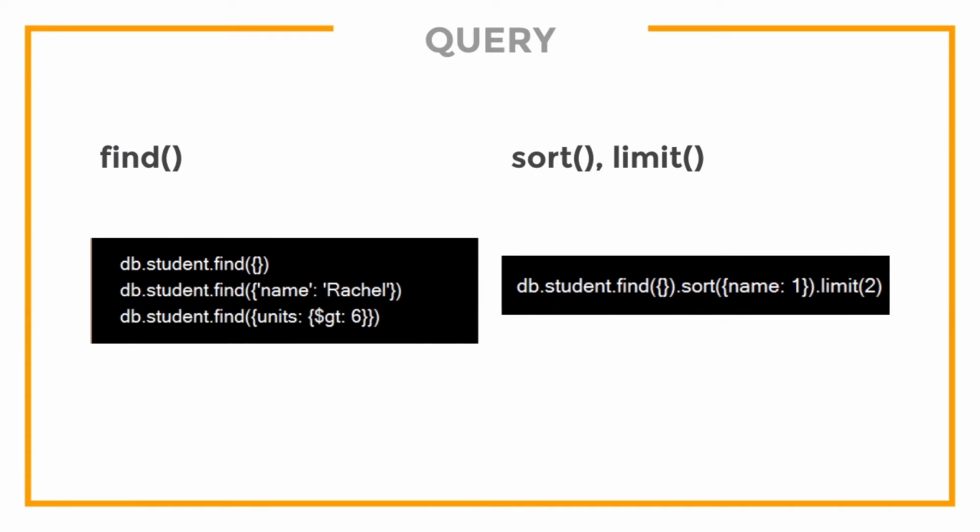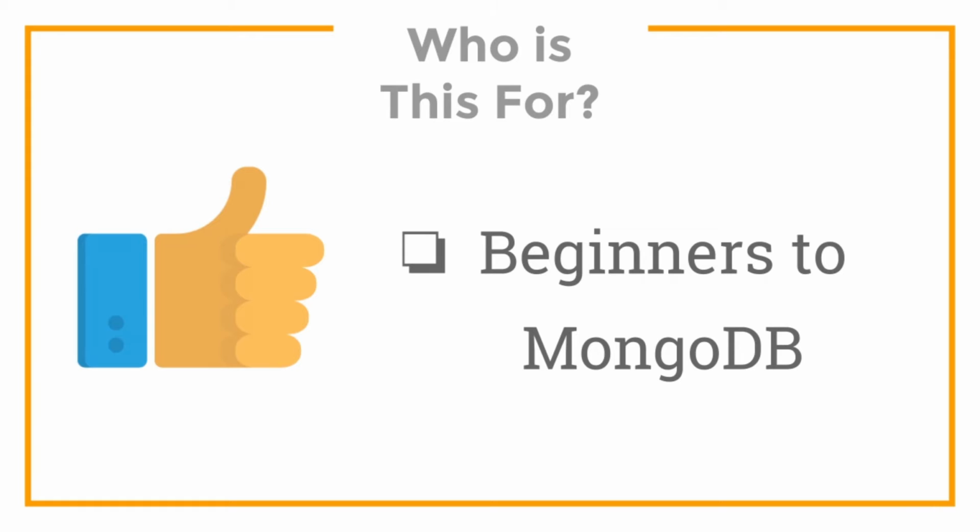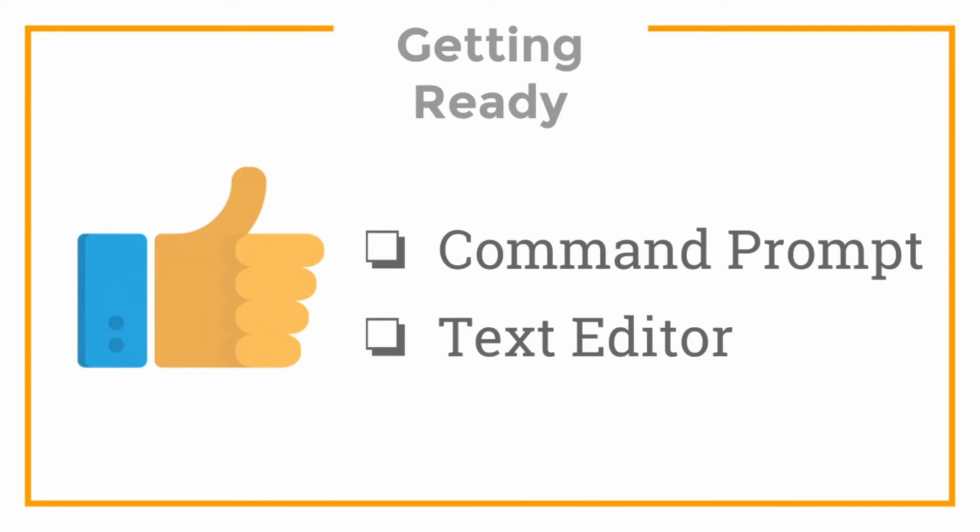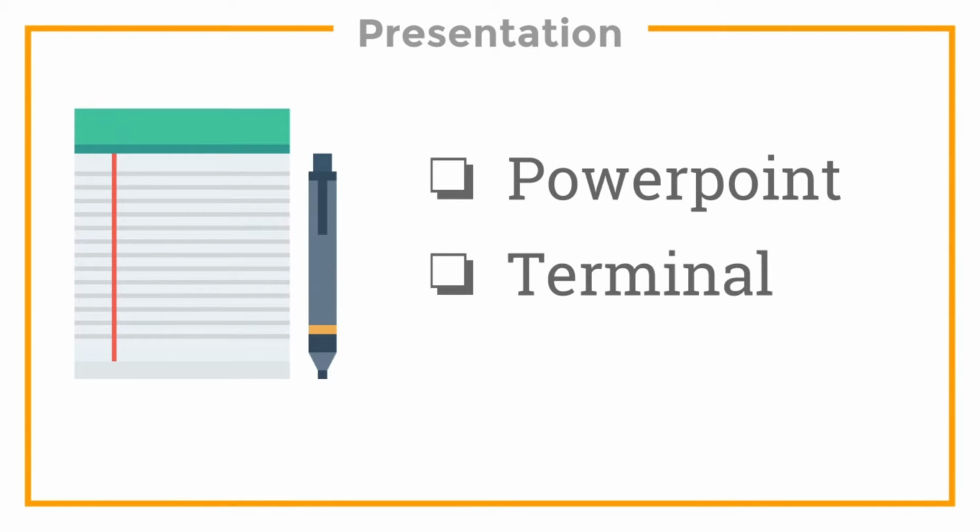We'll finish up by discussing the various query operators we can use to drill down and extract the documents that we're looking for. This is a beginner level course and an introduction to the world of MongoDB and NoSQL databases. Before getting started with this course, you should already know how to access your command prompt and already have installed a text editor such as Sublime Text or WebStorm. Lectures will be a combination of PowerPoint slides and examples that you can execute within your terminal window.